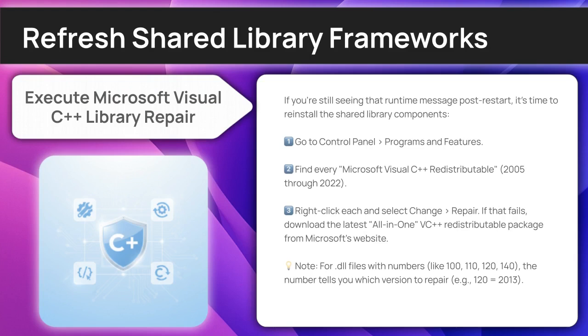First, go to Control Panel, then select Programs and Features. Second, find every Microsoft Visual C++ redistributable, 2005 through 2022. Third, right-click each and select Change, then select Repair. If that fails, download the latest all-in-one VC++ redistributable package from Microsoft's website.